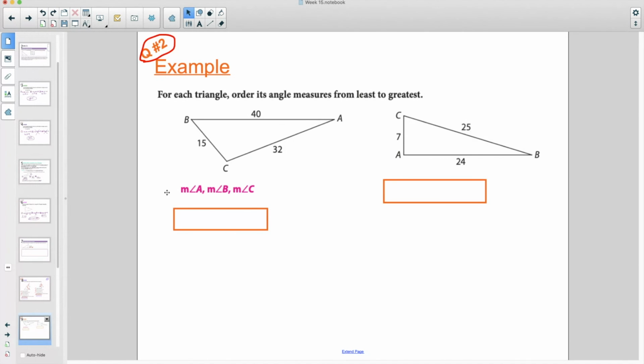It would be angle A, right? That would be the smallest because it's opposite our 15. Angle B, and then angle C. Good. All right, next one here. Smallest would be the measure of angle B, right across from our 7, our smallest side length. Then it would be C, and then it would be our A. Okay, good.